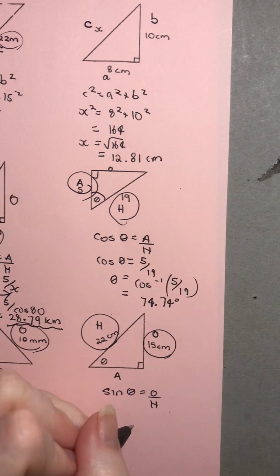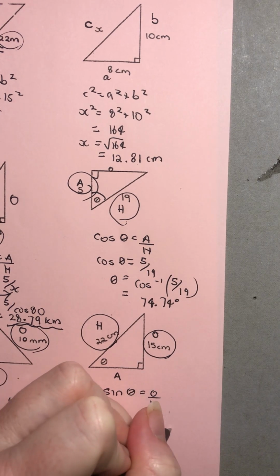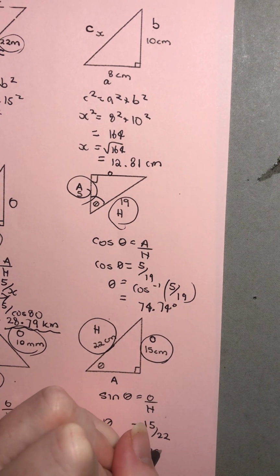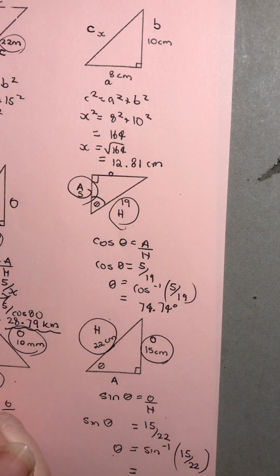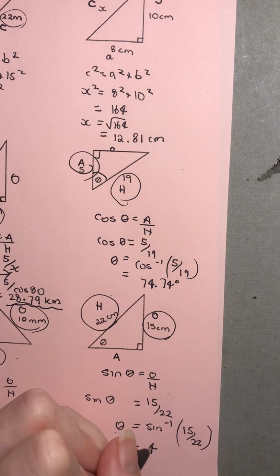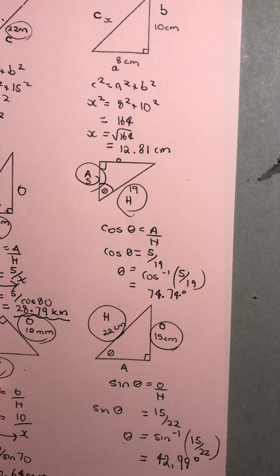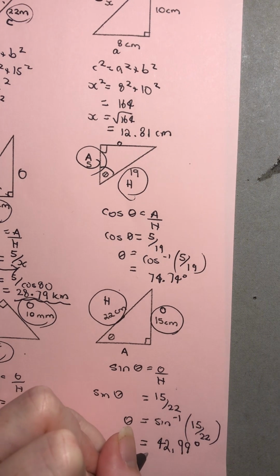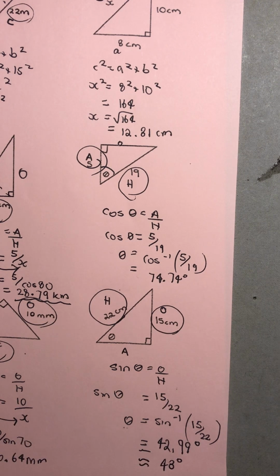Then our lucky last one, we've got sine theta equals 15 over 22. So our theta is going to be sine to the -1, 15 on 22. I'll grab my calculator, second sine, 15 divided by 22, and I get 42.98, and that's 42.99 degrees. And we could round that depending what we're told to round to. We could even round that to the nearest degree and say that that is approximately 43 degrees.